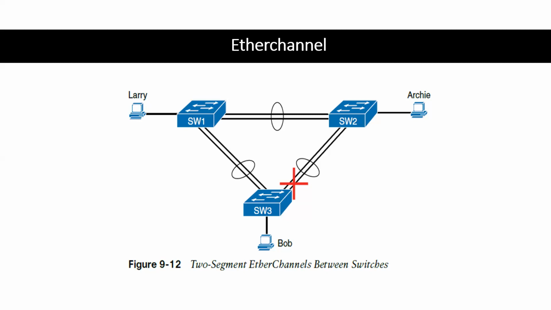Okay. So as you see on the diagram, you have 2 cables bundled between each switch. One of the cables, as you can see with switch 3, has a failure, whatever it may be. That EtherChannel is still going to be up because it still has just one cable connected.